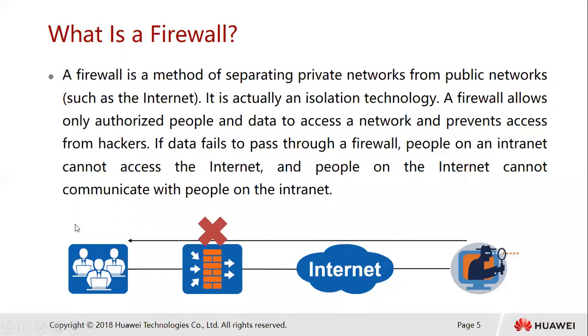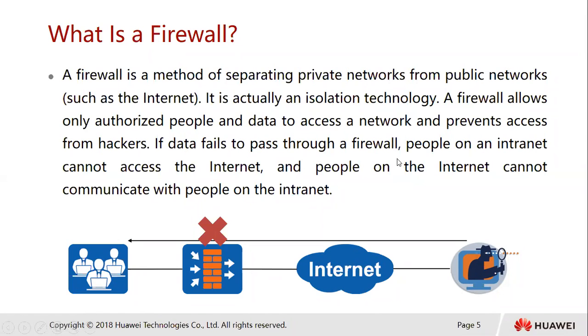So what is a firewall? So this is your organization. A firewall must be here. This is the internet. And from the internet, this is where we have bad guys, okay? So a firewall is a method of separating a private network from a public network. So the internet is called the public network, okay? It is actually an isolation technology. A firewall allows only authorized people and data to access a network and prevents access from hackers.